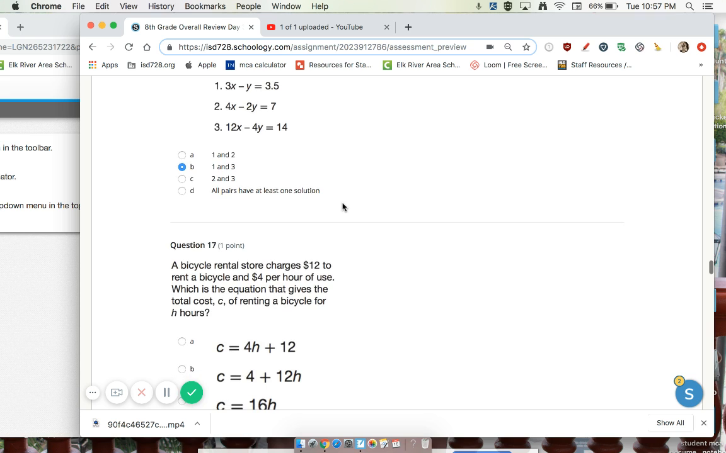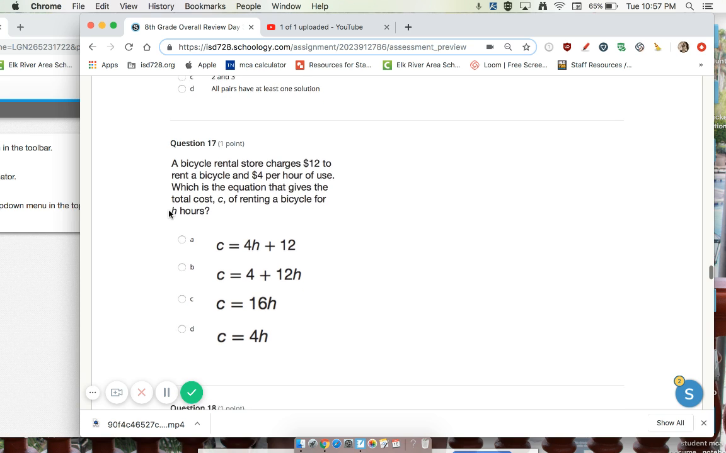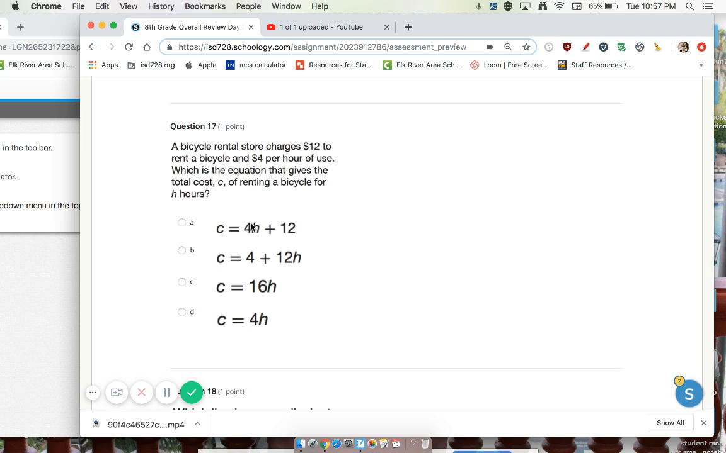All right, number 17. A bicycle rental store charges $12 to rent a bike and $4 per hour. So $12 is just to get the bike, and then it's $4 an hour. Which of the equations gives the total cost of renting the bike for H hours. So this says the cost is equal to 4 times each hour plus 12 bucks.